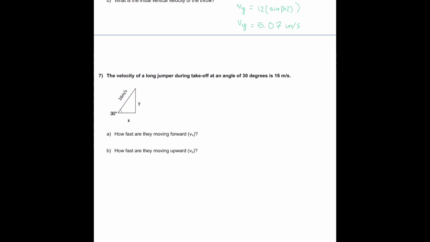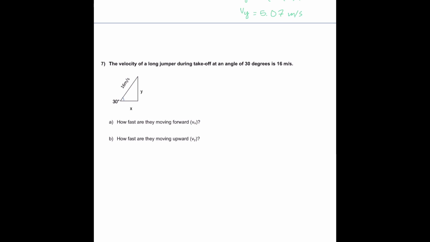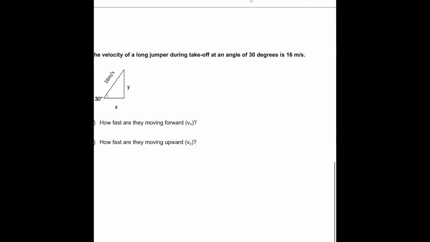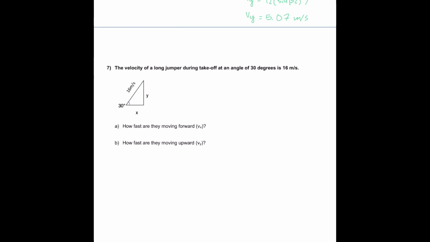Okay. Moving forward, lastly, question number 7 is asking for the velocity of a long jumper during takeoff at an angle of 30 degrees, which is 16 meters per second. Remember, 16 meters per second is the velocity of the long jumper during takeoff, so we would automatically assume that is the hypotenuse. Since we know the angle, that's why 30 is given. Part A asks how fast are they moving forward.